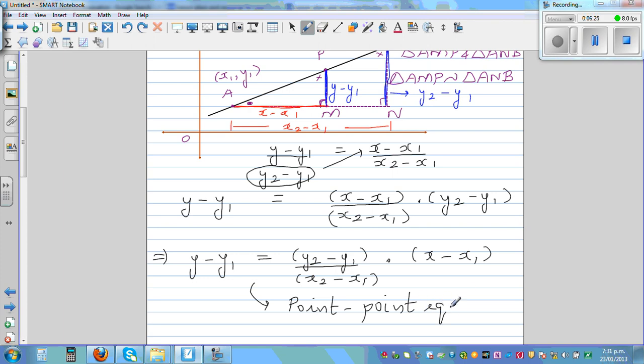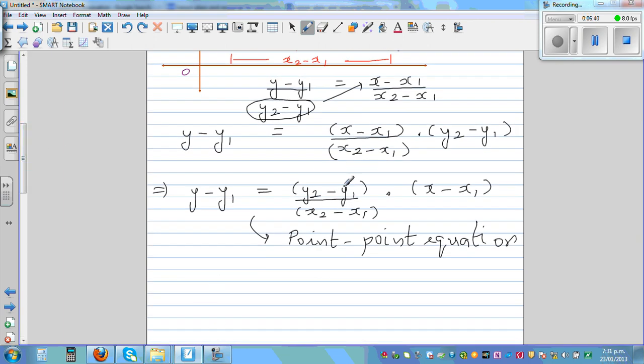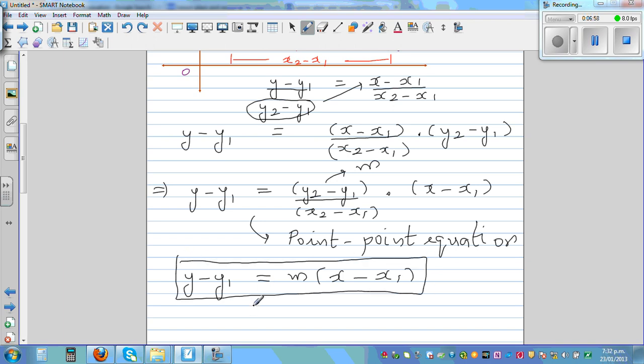If you've got 2 points, you can just use this formula: y minus y1 is equal to y2 minus y1 over x2 minus x1 times x minus x1. I'll take an example using both formulas. What is this? This is the gradient, m. So what we saw earlier is the point slope method, y minus y1 is equal to m times x minus x1. This is the point gradient method: you've got 1 point and a gradient.